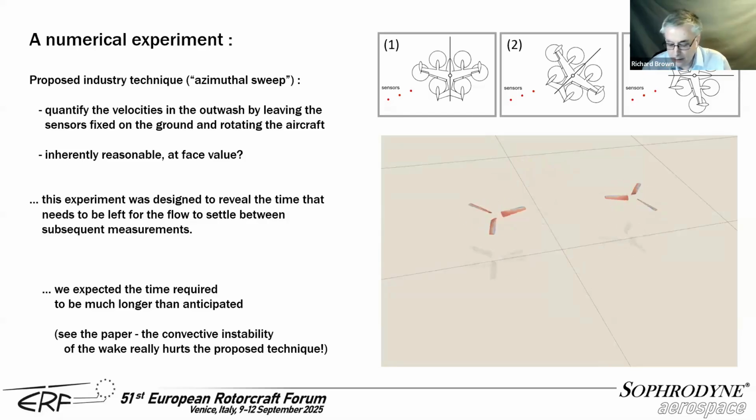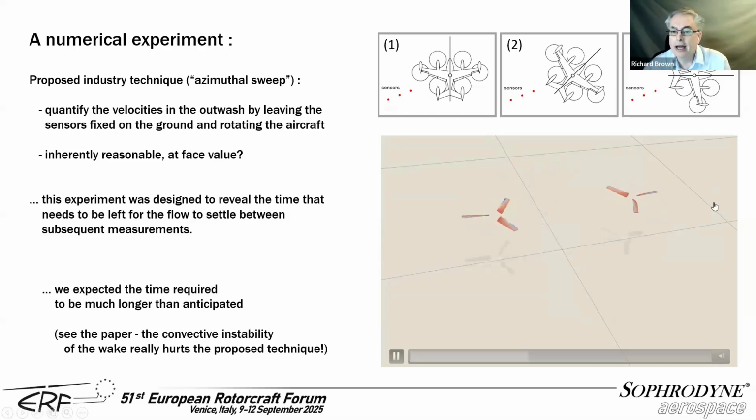And we monitored certain flow characteristics in order to be able to determine when the statistics of the flow had actually reestablished itself, so that the outwash, let's say, along that direction had statistically the same character as the outwash originally had along this direction over here with the rotors in their original location.